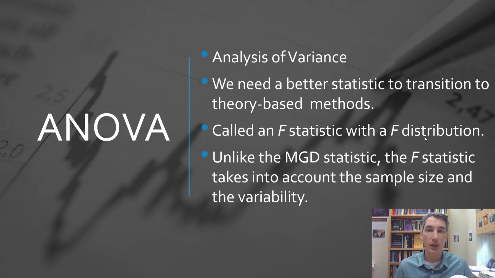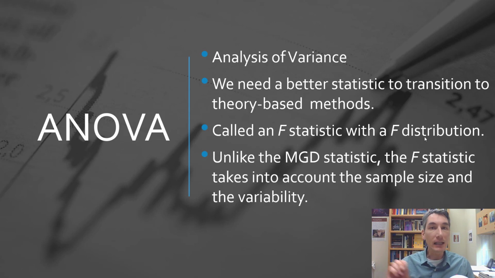Now, the mean group difference statistic we used last time in the simulation-based approach does not work as well for a theory-based method. So if we're going to transition to theory-based methods, we need a new improved statistic, and it's called an F statistic, and it has an F distribution. It's similar to the chi-squared statistic in certain ways, but when we have quantitative data, we get an F statistic.